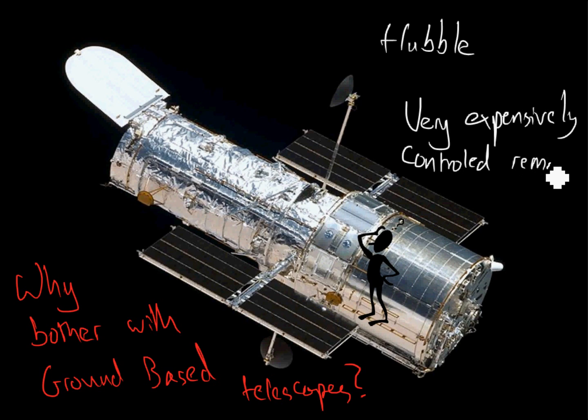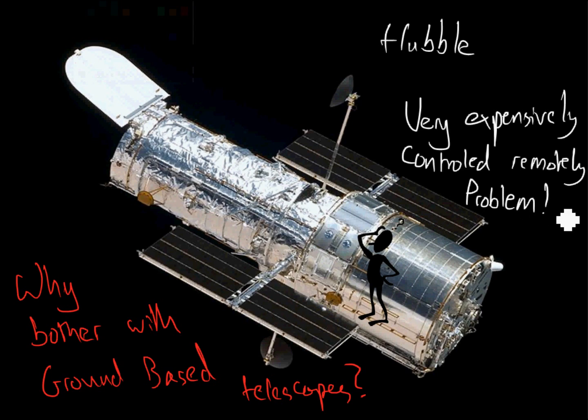It's controlled remotely from Earth. Now this means that humans aren't here. There's no people on Hubble. It's being controlled by computer from the ground. And if it's controlled remotely, if there's a problem with the telescope, we can't immediately fix it.